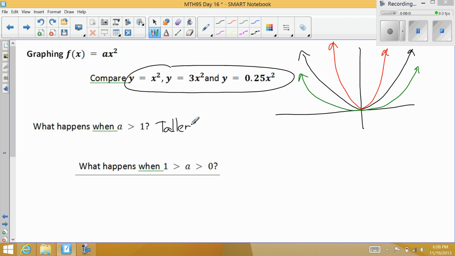A lot of students like to think of this as being a skinnier graph, but mathematically it makes more sense to think taller because we've got a y value 3 times as tall as the original one. And then if we multiply by a number that's a fraction, something smaller than 1, then the graph is a fraction as tall as the original one. So for any given value of x, the green line is 1/4 the height of the black line. So when we multiply by a value of a between 0 and 1, we get a graph that is shorter.